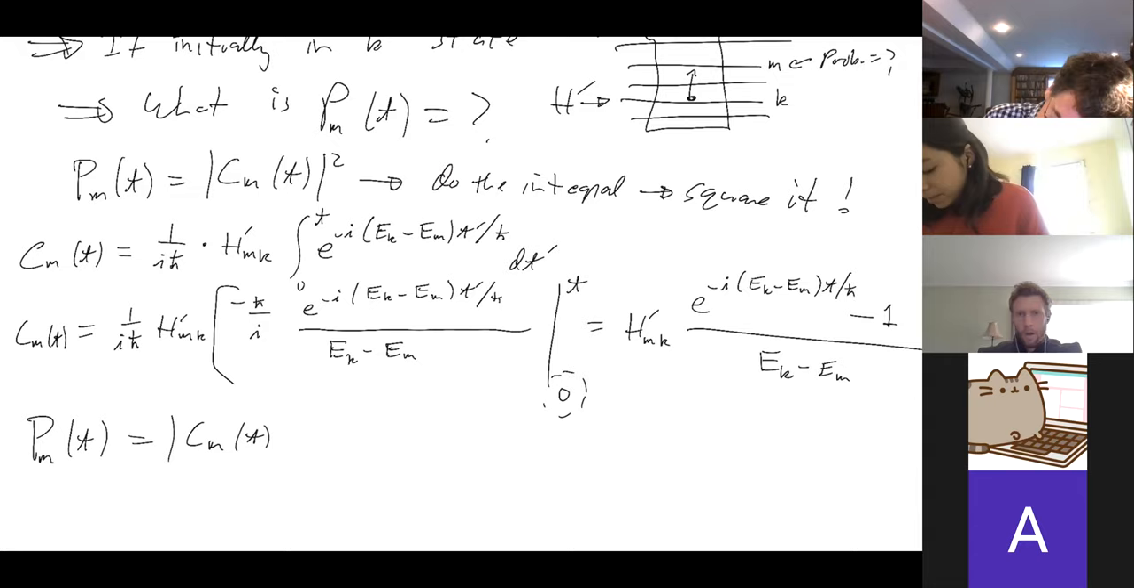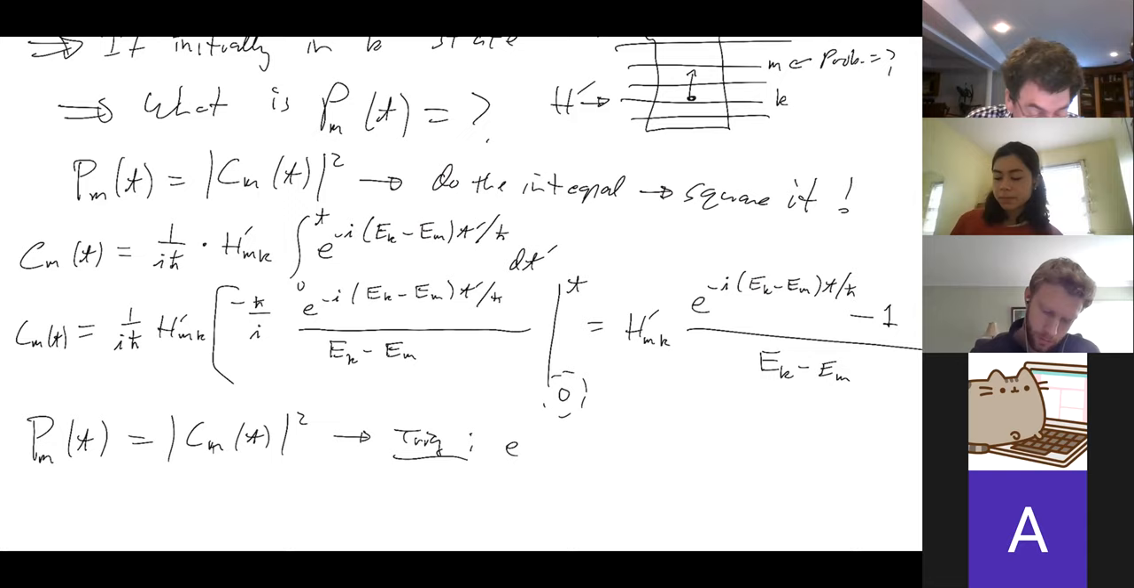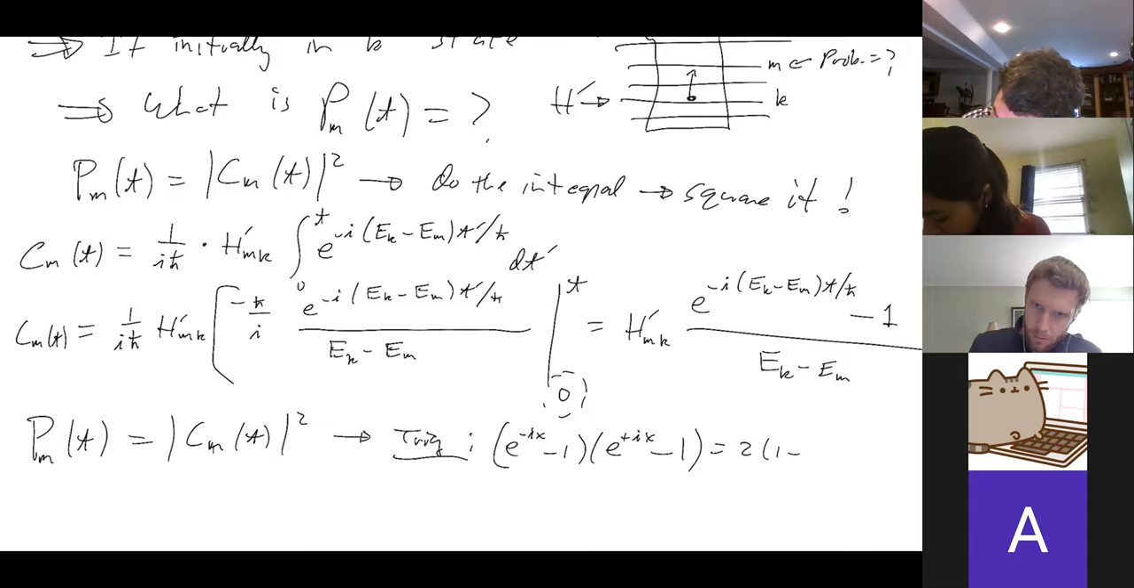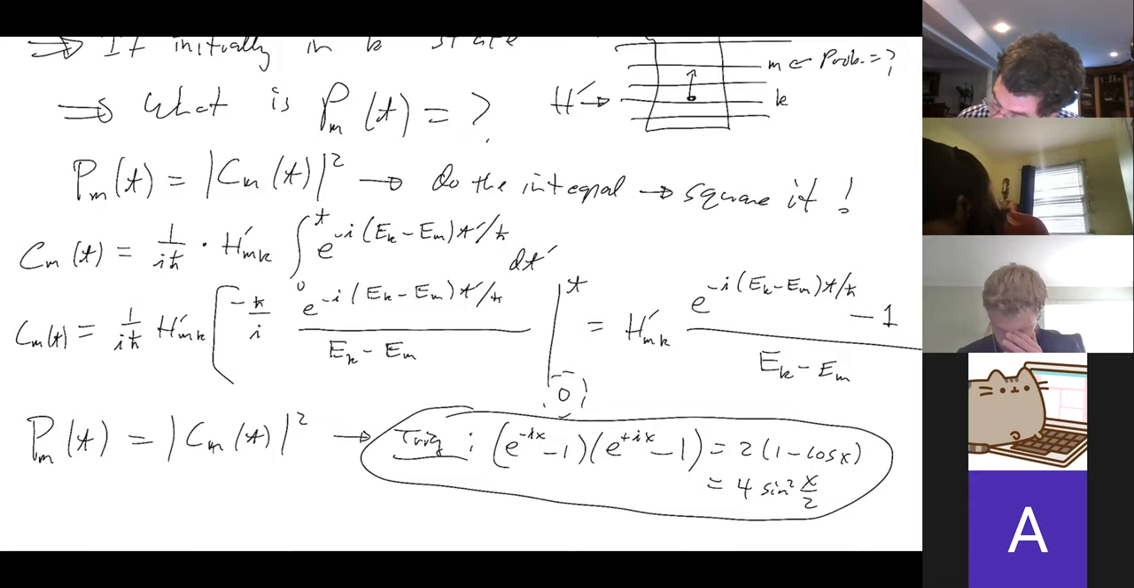And so now I'm going to make use of a little trig identity. Let's use a little trig identity, which is this: e to the minus ix minus 1 times e to the plus ix minus 1 is equal to 2 times 1 minus cosine x, which is equal to 4 times sine squared of x over 2. Okay, that's just a little trig identity. I think you can see how this trig identity is going to be useful for squaring this. So when I square the expression above, that trig identity will be useful.